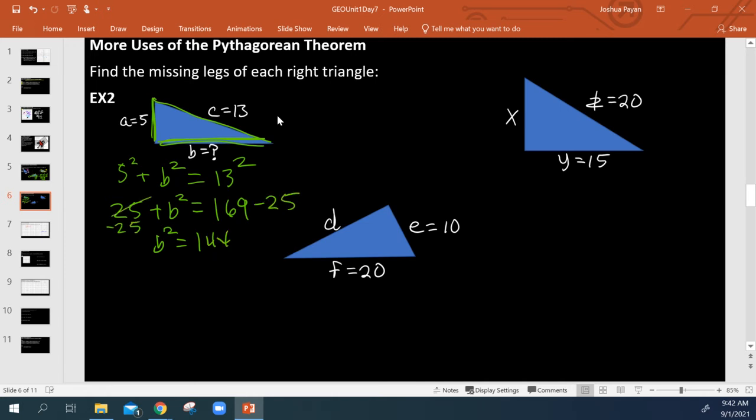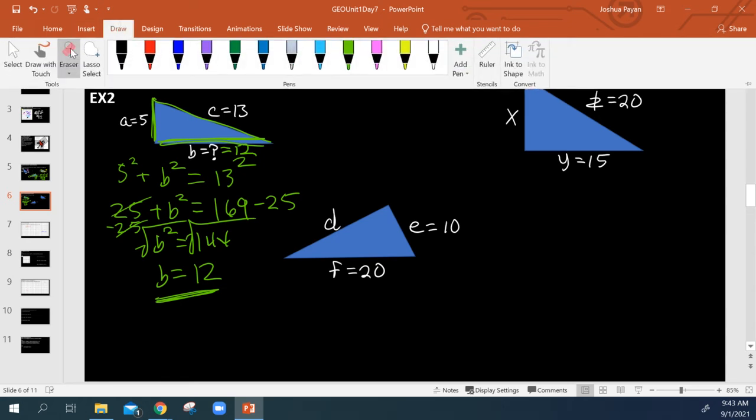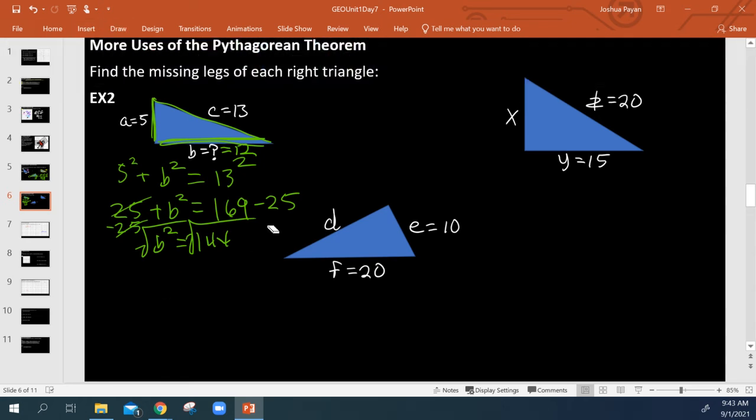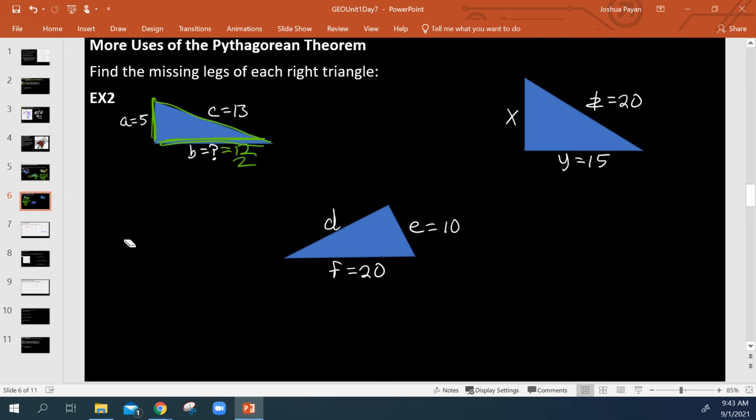And let me go ahead and write that out so I don't confuse you. So I subtracted 25 from both sides. Okay, so 169 minus 25 is 144. Square root of both sides. B is therefore equal to 12. So this missing side right here, B, equals 12 units. Pretty straightforward. Same idea. All we're doing is doing a little bit of algebra.